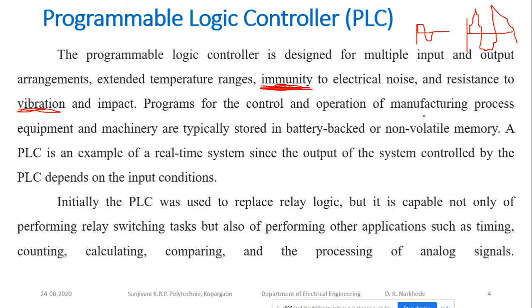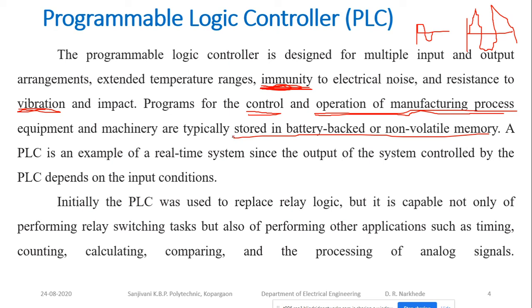Programs for control and operation of manufacturing processes, equipment and machinery are typically stored in battery-backed and non-volatile memory. Whatever program you write into the PLC is for controlling the operations of the manufacturing process. We want to execute the manufacturing process with the help of certain sensors, automated. So that program should be stored in battery backup memory. Backup means there should be a battery inside the PLC, so that in case of power failure in the industry, my program does not get erased.